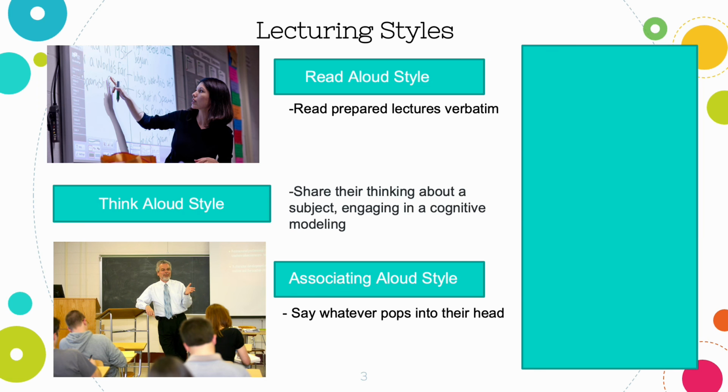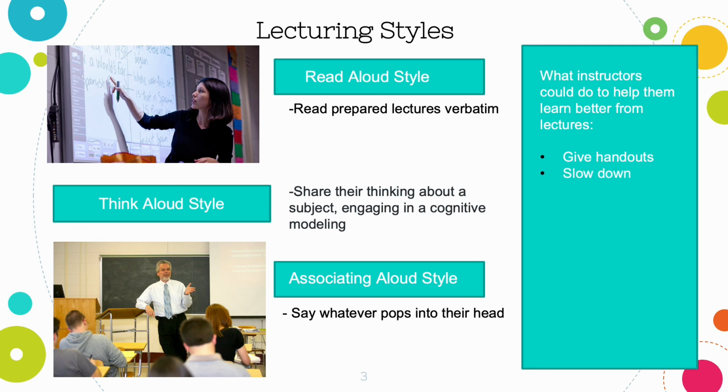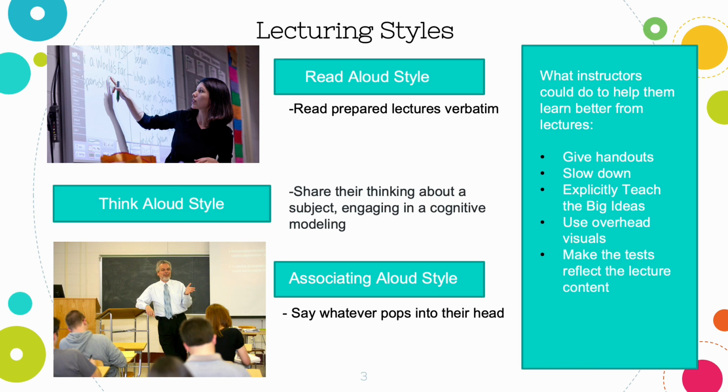Our text mentions the researchers Brown and Bakhtar and how they asked college students who had a learning disability what their instructors could do to help them learn better from lectures, and they identified 5 strategies. The first, give them handouts or outlines, slow down the rate of delivery of the lecture, explicitly identify the most important parts of their lecture, regularly use overhead visuals, and finally, make the test reflect the lecture content. Let's look at some of the teaching devices our textbook suggests that will support students with ELN.